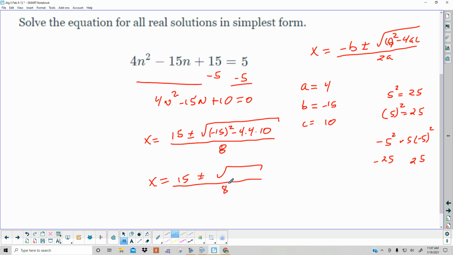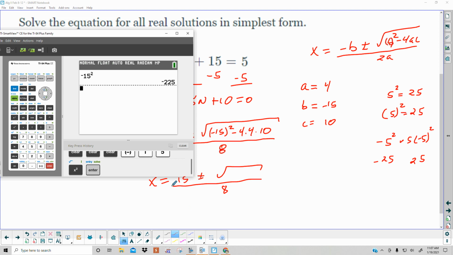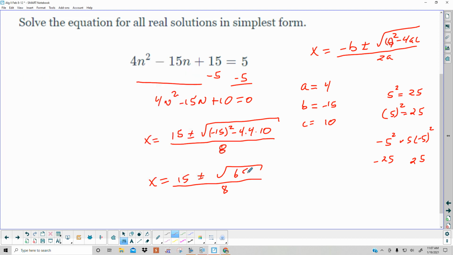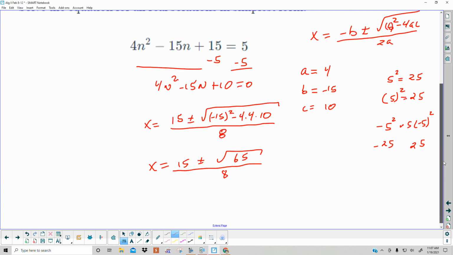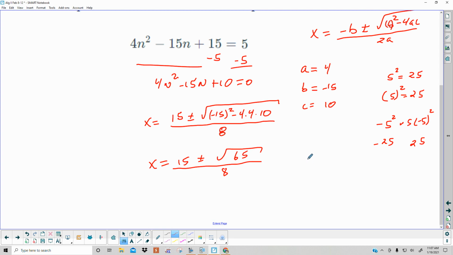Okay? So x is equal to 15 plus or minus, let's see what I got for an answer inside that square root. And you don't type the square root symbol in. Okay, so let's go. Parenthesis, -15, close it, squared, minus 4 times 4 times 10. Let's see what we get. 65. 65 isn't going to reduce. 65 would be what? 5 times, what would that be? 13. So nothing's going to pop out. It just is what it is. Right? So this is your final answer.